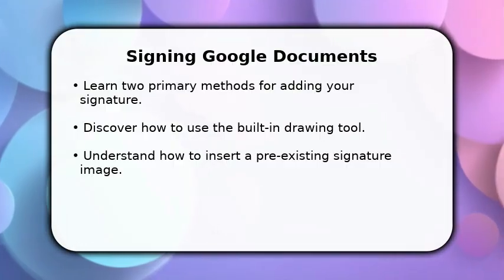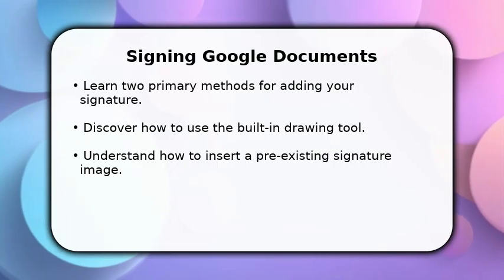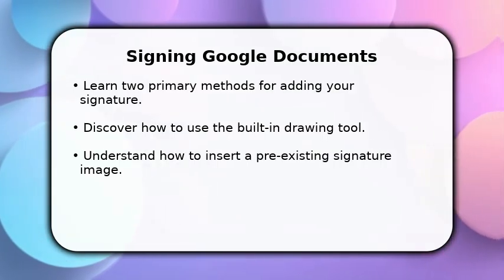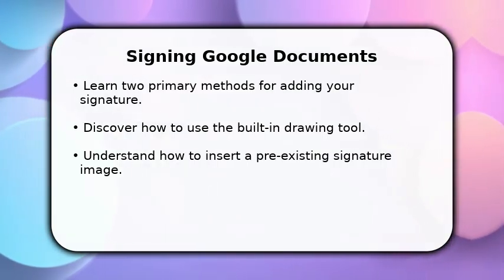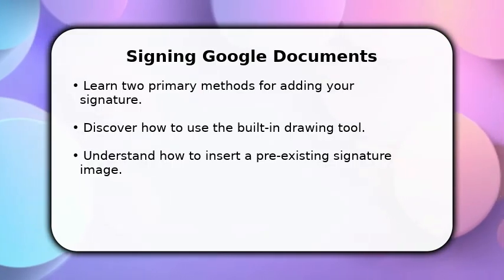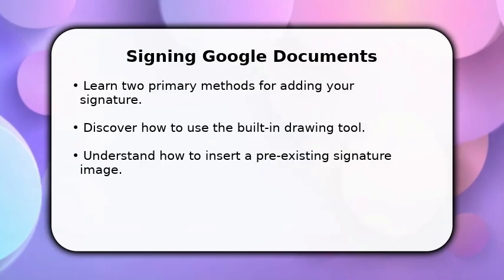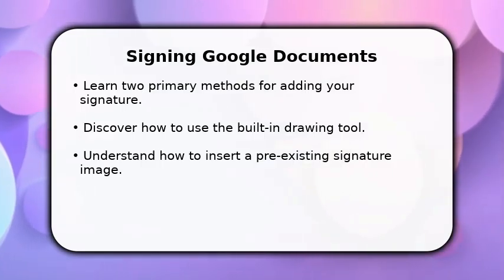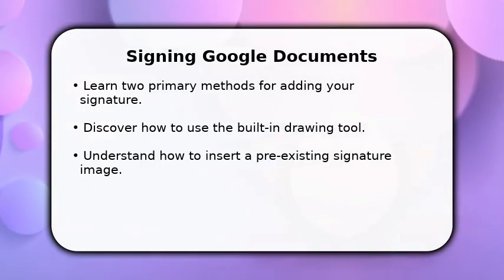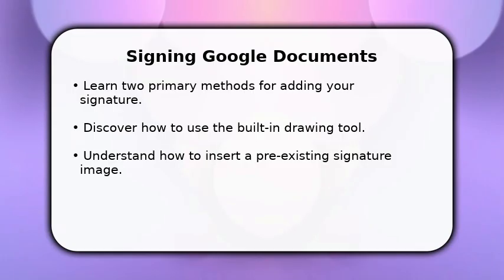In this video, I will explain how to sign a Google document. We will cover two main methods to add your signature directly within the document. First, you will learn to use the drawing tool to create a handwritten signature. Then, I will show you how to insert an image of your signature. Finally, we will discuss important tips for positioning and resizing your signature for a professional look.